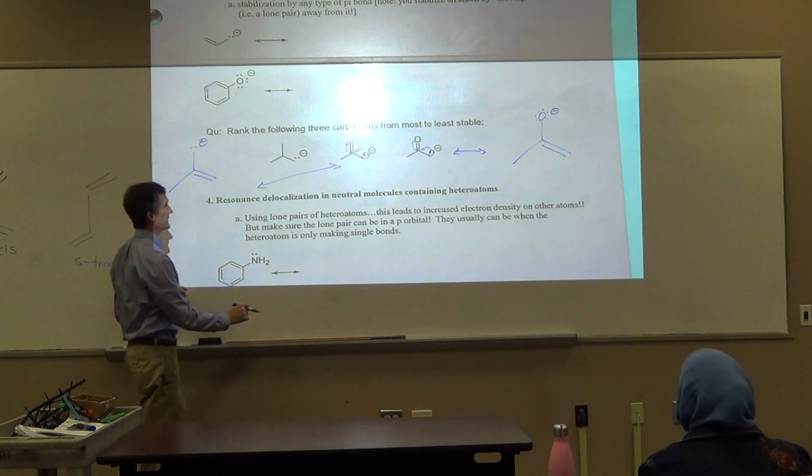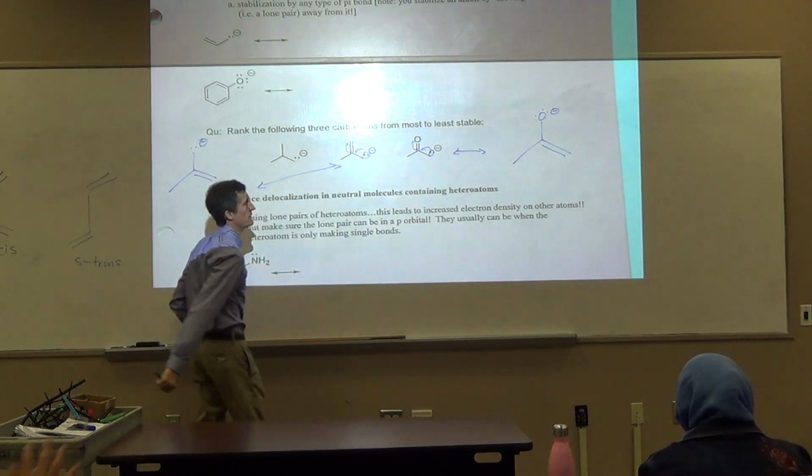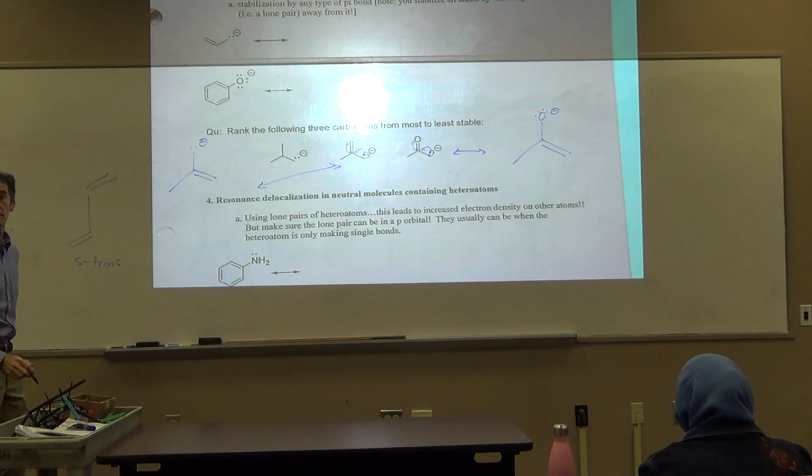Okay, which carbanion is more stable? This one or that one? That one. Why? Because the charge here is spread over carbon and carbon, the minus charge. Over there it's spread over what? Carbon and oxygen. Oxygen is more electronegative. It can handle minus charge better.